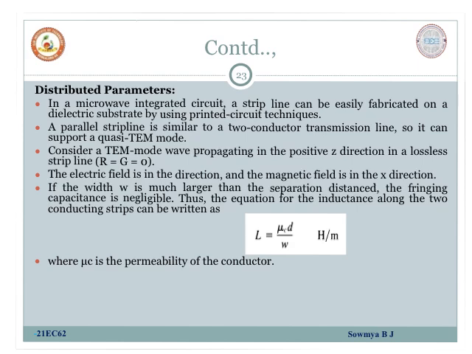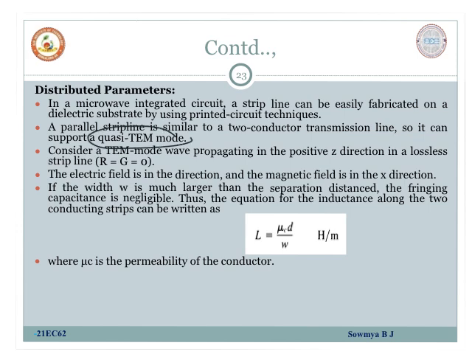Let us discuss the distributed parameters of this parallel strip line. In a microwave integrated circuit, a strip line can be easily fabricated on a dielectric substrate by using printed circuit techniques. A parallel strip line is similar to a two conductor transmission line. We can relate a parallel strip line to a two conductor transmission line because there are two strip lines which are placed parallelly. So, we can tell that it supports a quasi TEM mode.